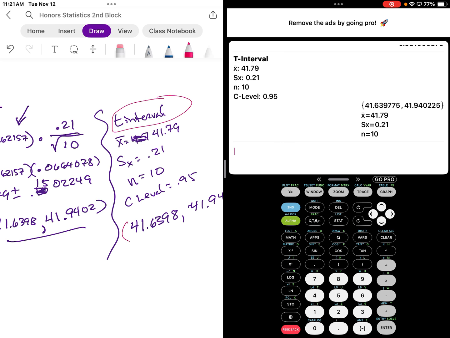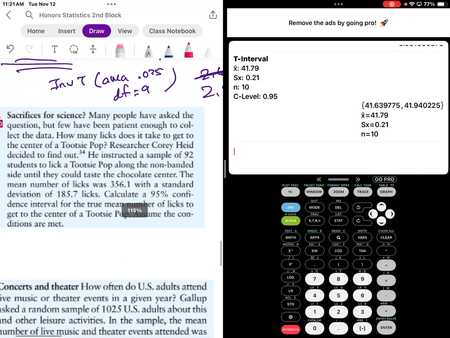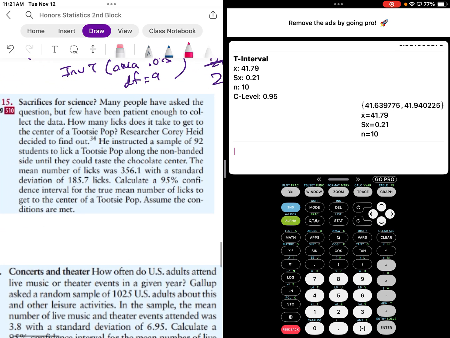I know it's 21 after. Let's do one more. We're going to do it the fast way with the calculator using that T interval. We're going to do a T interval. And so with that in mind, let's go through the problem. Tootsie Pops. He instructed a sample of 92 students, so that's my N. N is equal to 92.